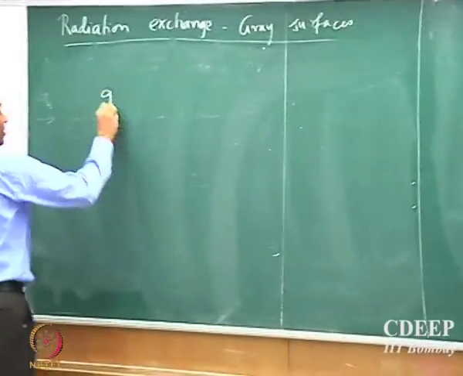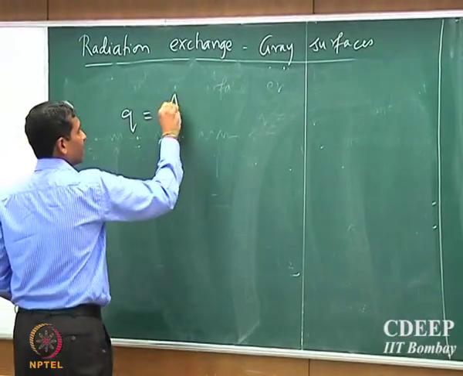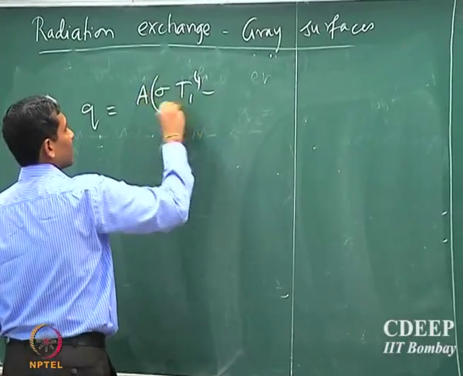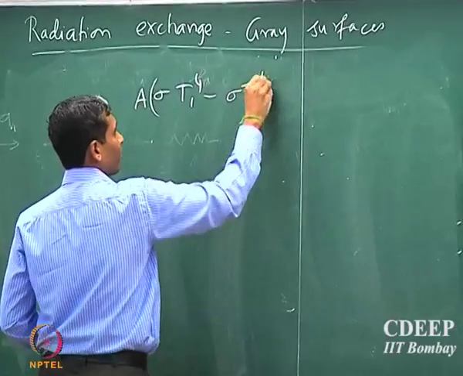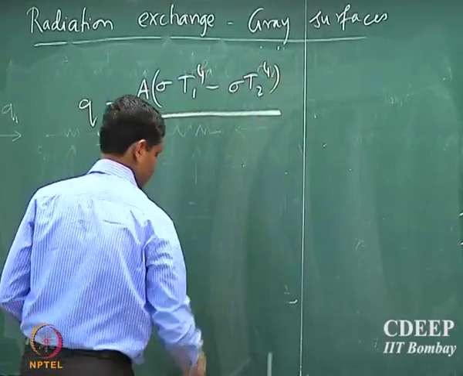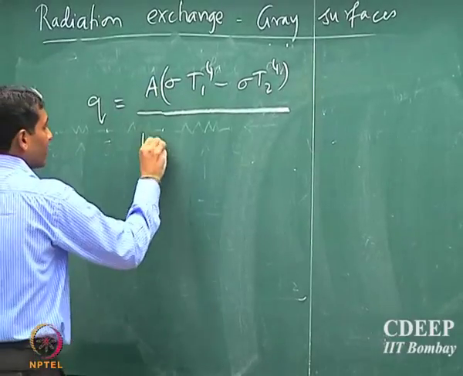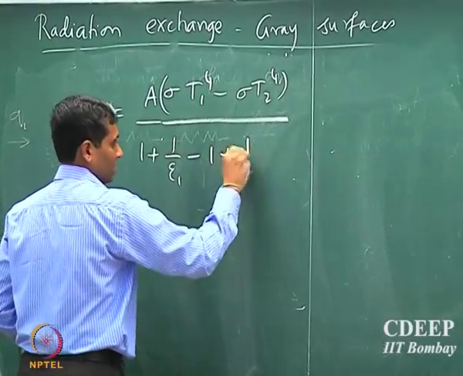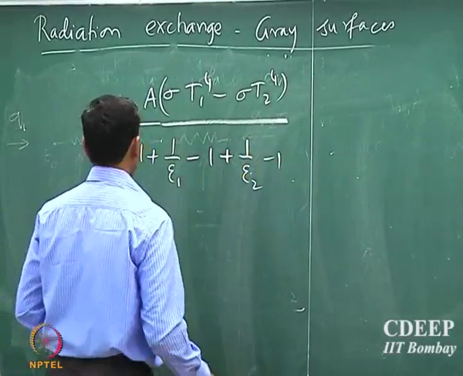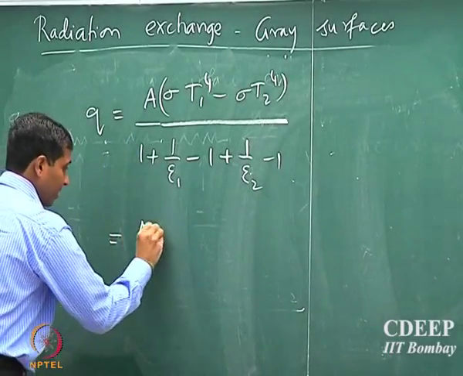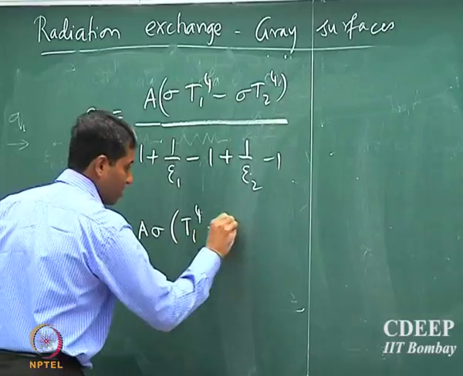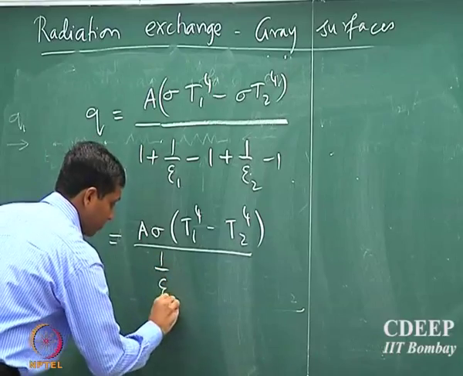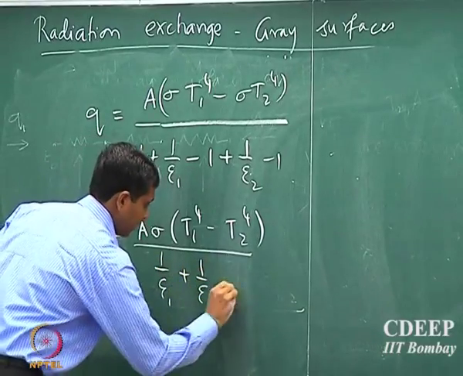So, the net radiation exchange will be A sigma (T1 to the power of 4 minus T2 to the power of 4) divided by 1 plus (1 by epsilon 1 minus 1) plus (1 by epsilon 2 minus 1). So, that will be A sigma (T1 to the power of 4 minus T2 to the power of 4) divided by (1 by epsilon 1 plus 1 by epsilon 2 minus 1).